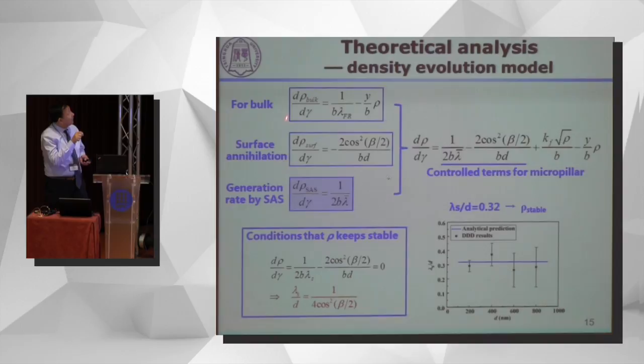For the dislocation density increment divided by the dislocation move distance. For the bulk materials, we have these equations. For the surface annihilation, we have this equation. For the general rate by single arm dislocations, we have this equation.